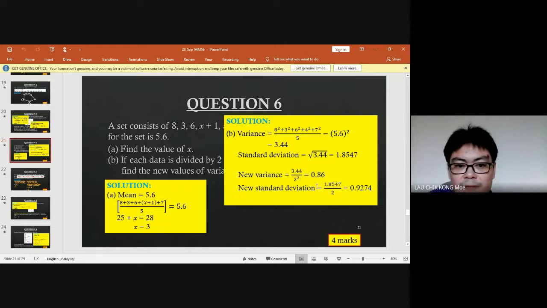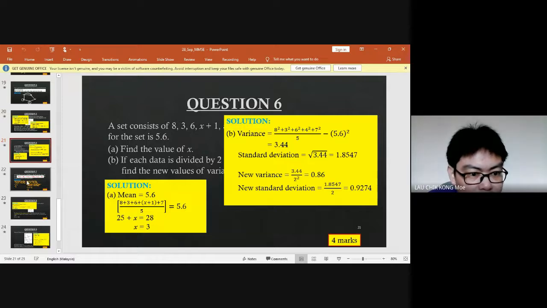For these questions, each data is divided by 2 and minus 1. So minus 1 doesn't have any effect; we just divide by 2. But you need to remember that for the variance, we need to square, 2 squared. So you will get 0.86 for the new variance, and the new standard deviation is 0.9274. So this is your answer.